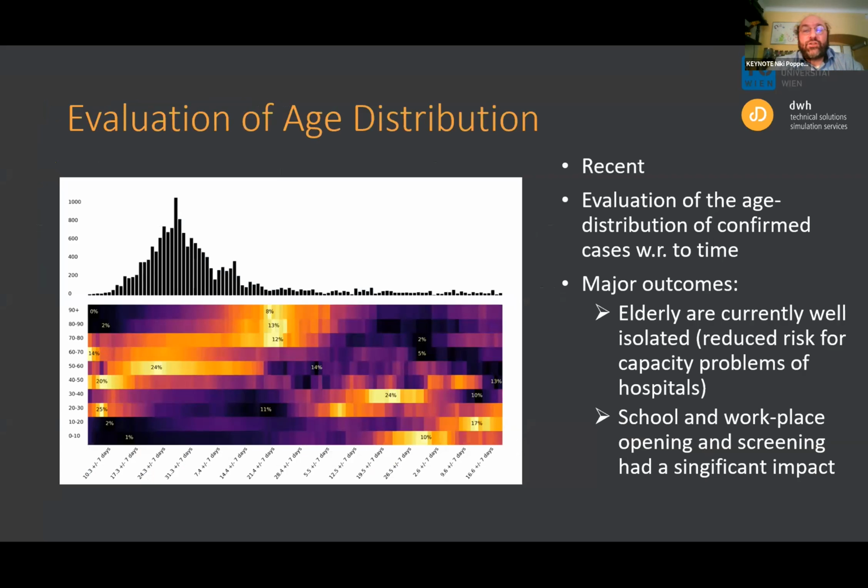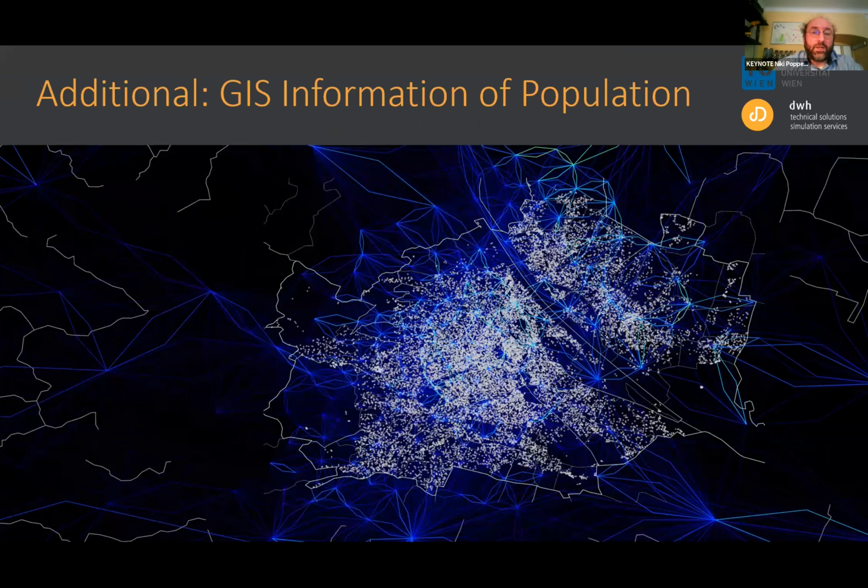For example, the age distribution, which is very important for COVID-19. As we know, the percentage of ICU usage is directly connected to the age distribution of the actual situation. So at the moment, for example, we have some problems that elderly people are not as well isolated as they could be, because we have a lot of death toll at the patient homes.